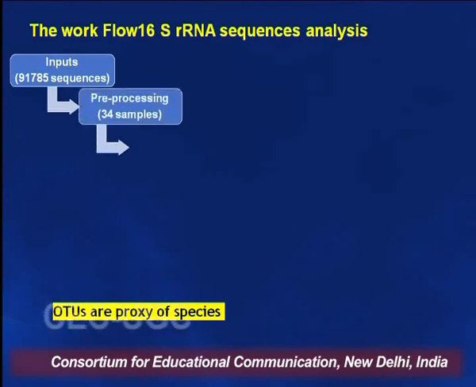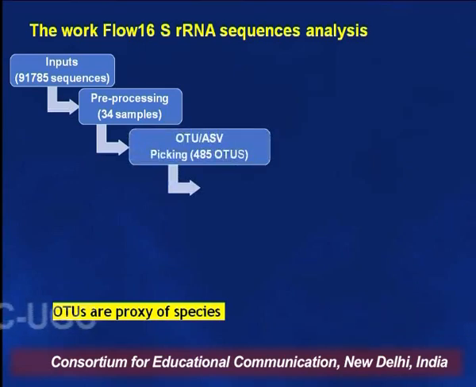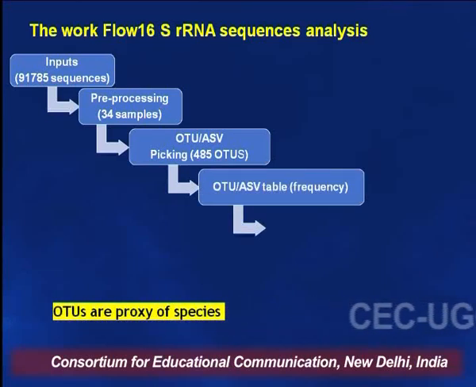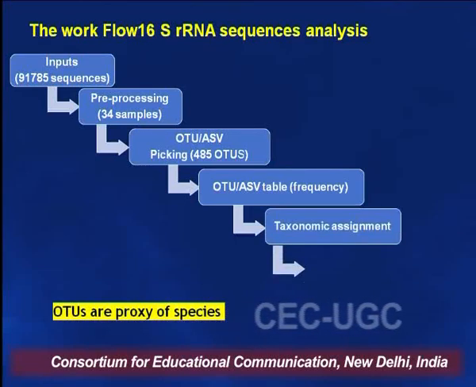We get lots of sequences, we pre-process them, meaning we assign them to each sample from where they are coming, and we pick the OTUs, meaning how many species it contains. We'll make a frequency table, meaning we need to know the dynamics, which species are present and how, which we call an OTU or ASV table.